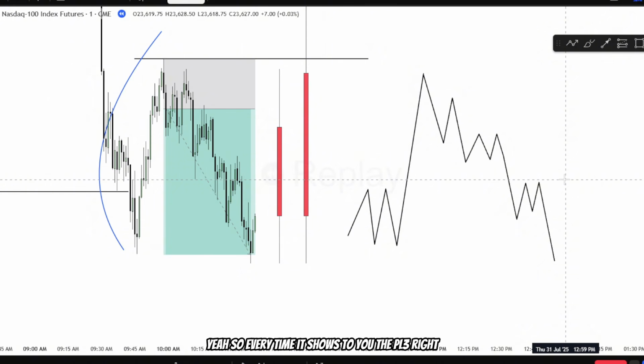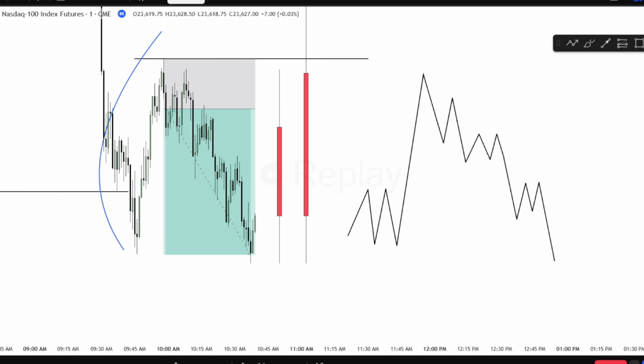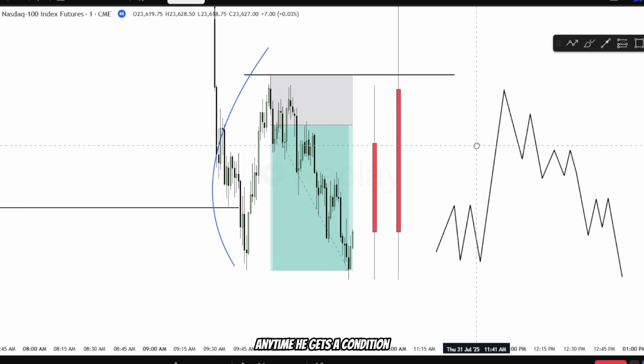Yeah, so every time it shows to the PO3, right? So that Guido in our Discord? What's his name? The guy who trades the accumulate Guido. You see his trades. Sorry, Guido, I don't know how to pronounce his name, my bad. Sometimes he takes trades before, right? But pretty much what he's doing is trading market maker models anytime he gets the condition.